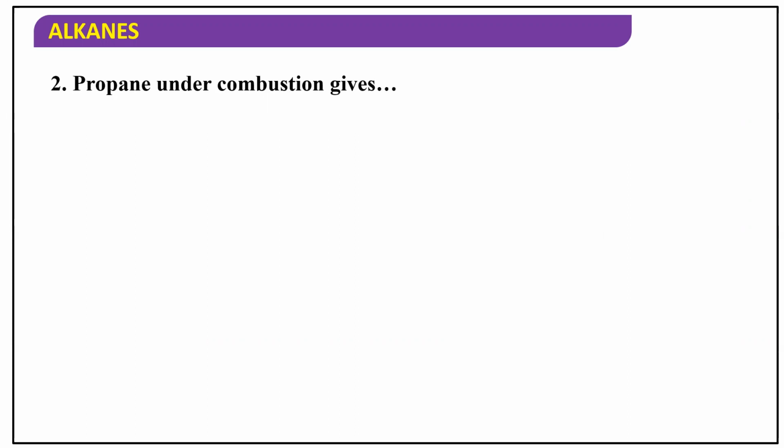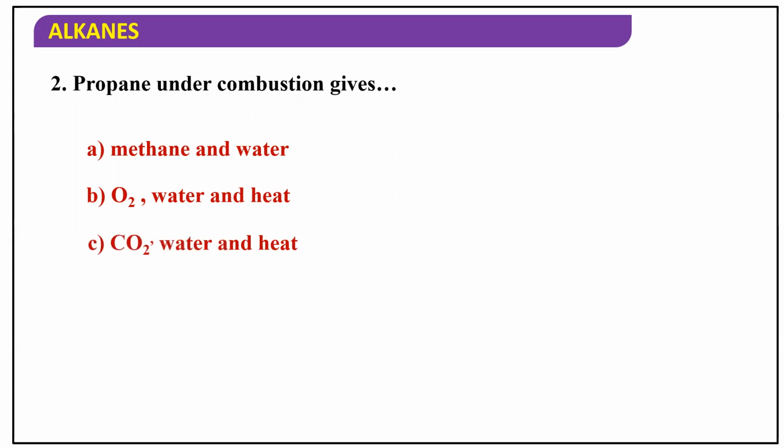Propane under combustion gives. Pretty straightforward, right? Propane upon combustion will give us what? Methane and water, oxygen, water and heat, carbon dioxide, water and heat, none of the above. Now, this was the first reaction that we studied today. We said combustion reactions are highly exothermic, which means they liberate a lot of energy in the form of heat. And combustion, if it is complete, will give carbon dioxide and water. So unless they specify anything, you will assume that it is complete combustion. If they had mentioned incomplete combustion in the question, then you would have looked at a different way to arrive at the answer.